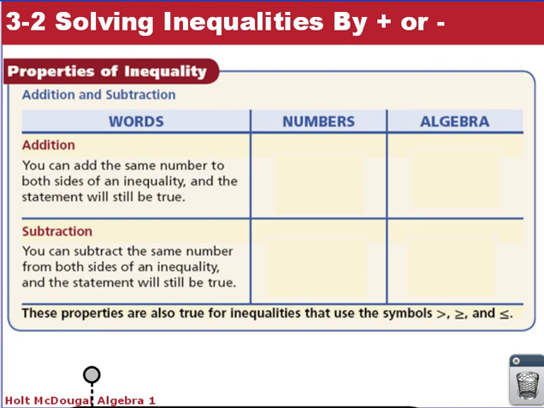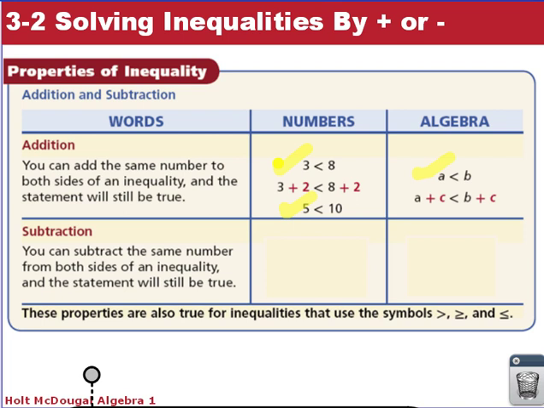With addition, we can add the same number to both sides of the inequality and the statement will be true. So if we were given the inequality 3 is less than 8, we can add 2 to both sides. 5 is still less than 10. Algebraically, that would look like this: have the inequality a is less than b, add c to both sides, and that inequality still holds true.